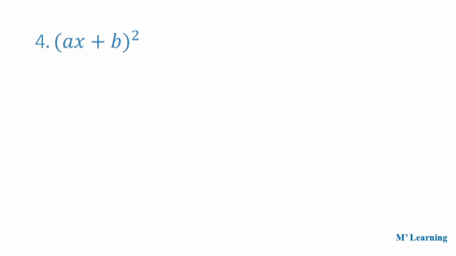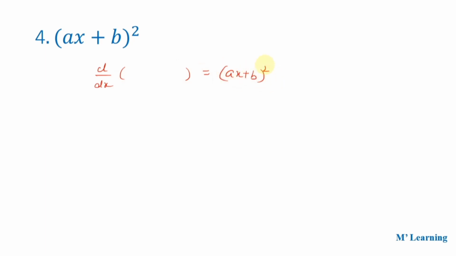Now let's see question number 4, which is (ax plus b) whole square. So now d by dx of which function is (ax plus b) whole square? Here there is a square, so we have to use the derivative identity of x to the power n, because there is a power here. So the derivative of x to the power n is n x to the power n minus 1.